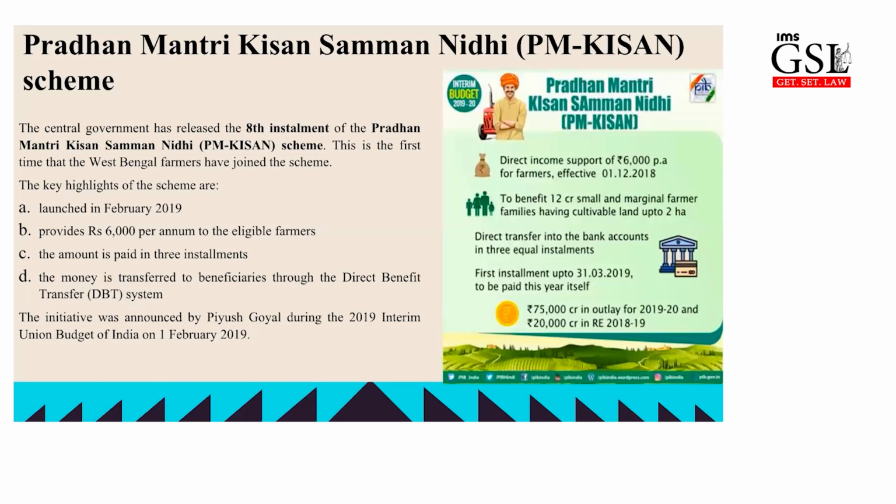Direct income support of rupees 6,000 per annum, which is effective from December 2018, will be given to farmers. This was launched back in February 2019. It provides 6,000 per annum to eligible farmers. The amount is paid in 3 installments, and the money is transferred to beneficiaries through DBT or Direct Benefit Transfer system. The initiative was announced by Piyush Goyal during the 2019 interim union budget.